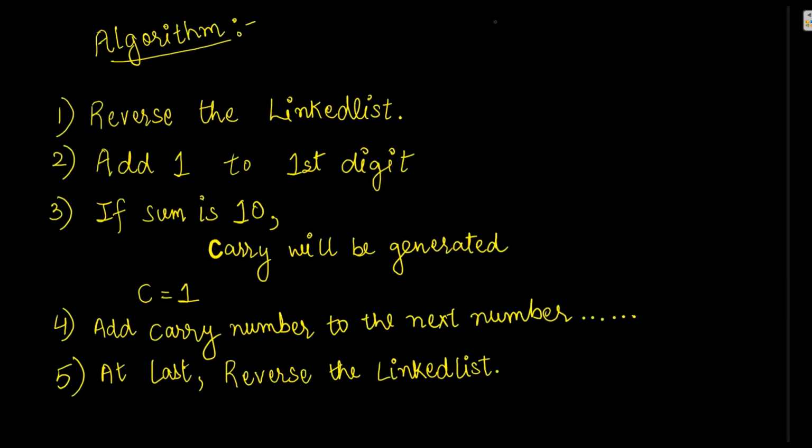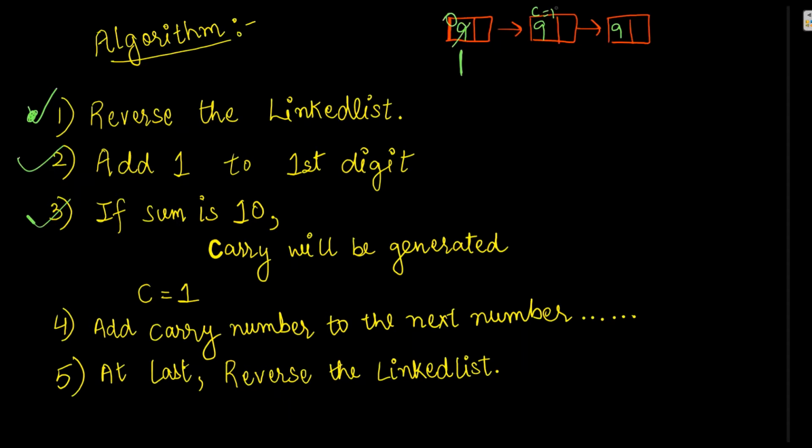Let's take a different number, 999. This is in the form of a linked list. So the first step is to reverse the linked list. When I reverse this linked list, we'll get 999 only. Now the second step will be adding 1 here. So when I add 9 plus 1, if the sum is 10, carry will be generated. So here we will get C equal to 1 and 0 will replace the 9.